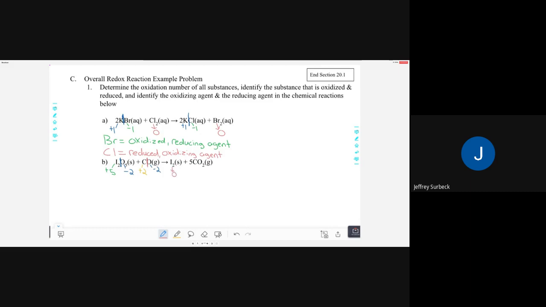And then we do the same thing with CO2. Split it down the middle. We know the charge of oxygen in a compound is what? -2. Now, it has to cancel out. We have -2 times 2, which is -4. Carbon has to cancel that out, so it's what? Positive 4. Okay?